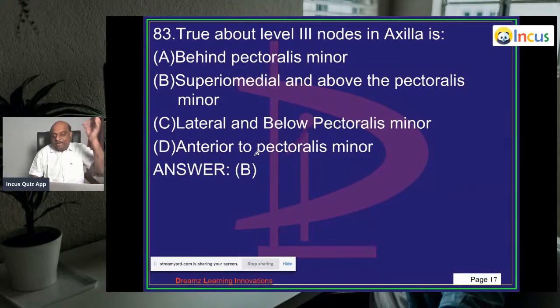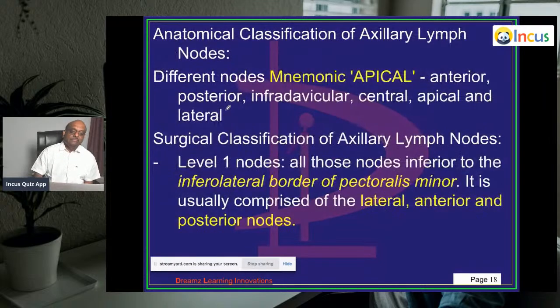So level 3 nodes are superomedial and above the pectoralis minor. So if you look at the anatomical classification of the axillary lymph nodes, remember the mnemonic APICAL. What are the various groups you have? A, anterior; P, posterior; I, infraclavicular; C, central; A, apical; L, lateral. These are the groups of lymph nodes.